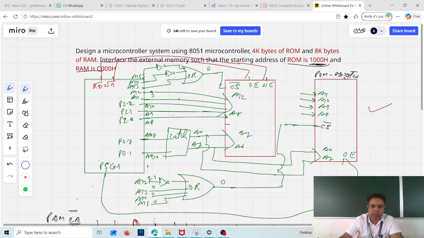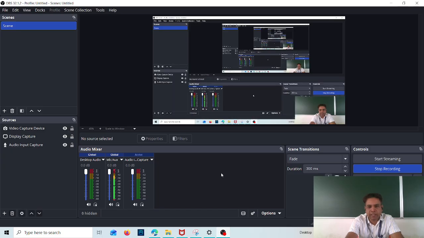So you can see this is how it is going to be working. This one is actually one numerical example, and the last numerical example that we have done here. So in the next class, we'll discuss the next topic. This memory interfacing is over. So thank you, everyone.